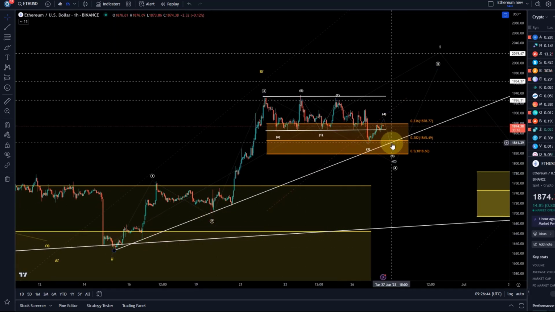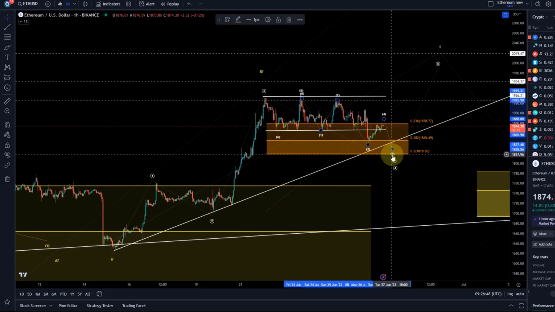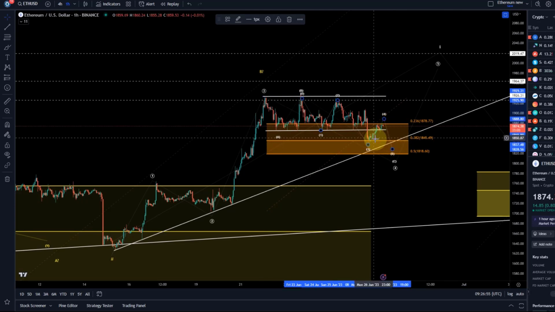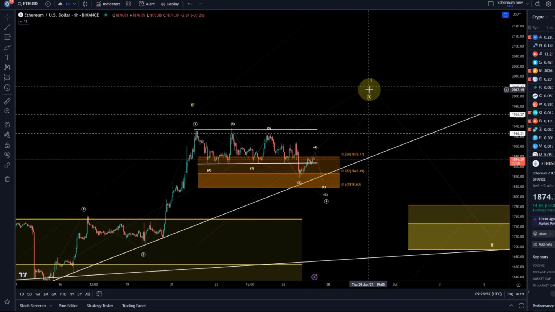So one more low might lead to a reaction on the trend line, or maybe a brief break of the trend line. 1818 is support, and 1845. So one more low is currently expected in this C wave of a wave 4 before price recovers.